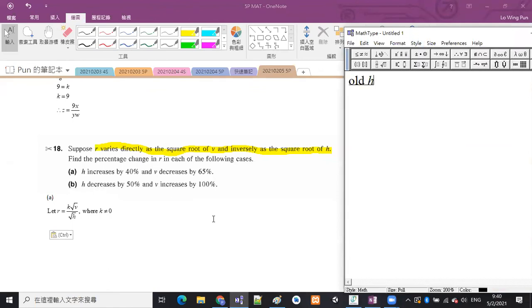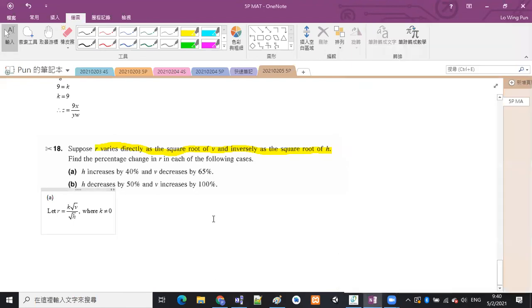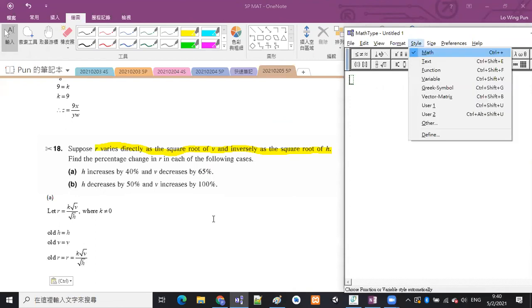Old H is equal to H. Old V is equal to V. And then old R is equal to R. But R can be written as K root V over root H. Okay? It's always like this. And then we do the new values.